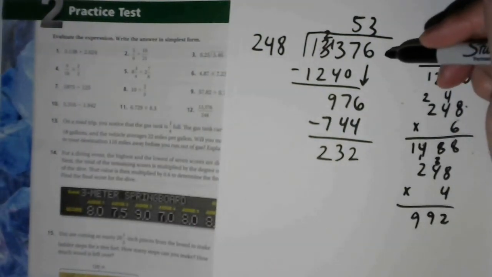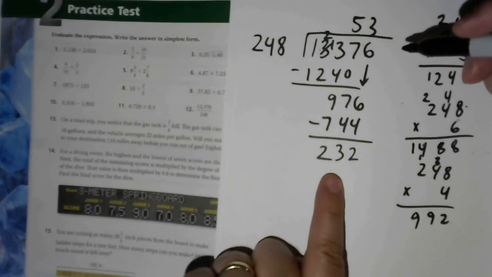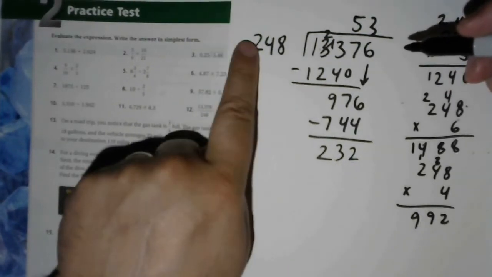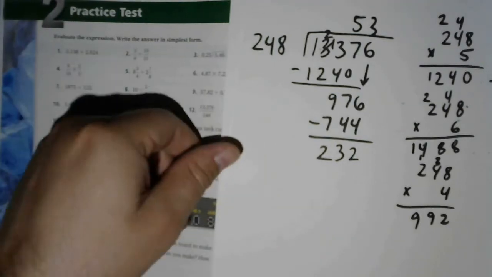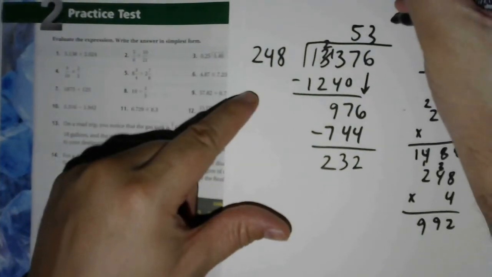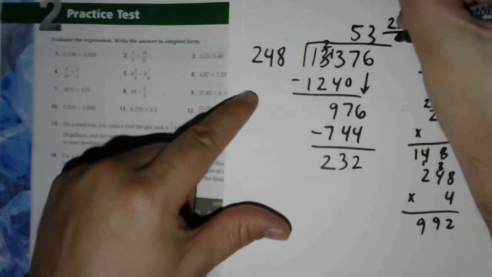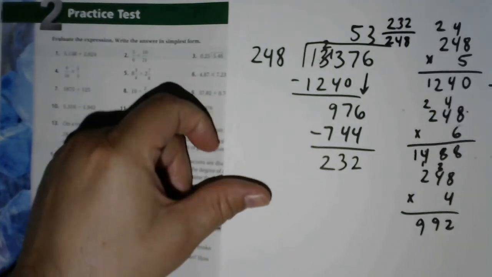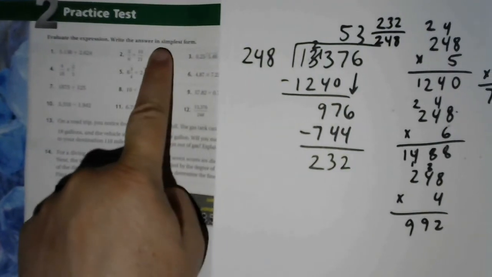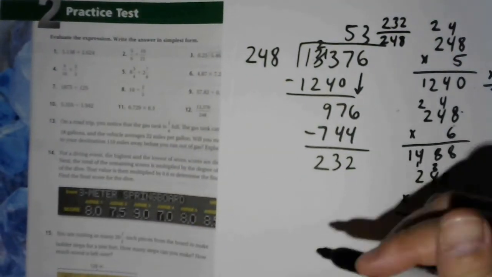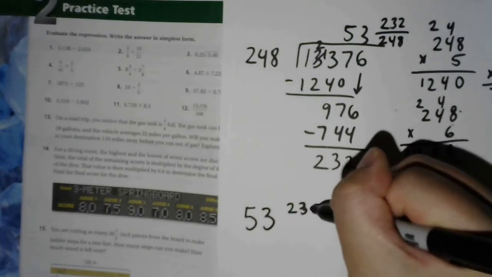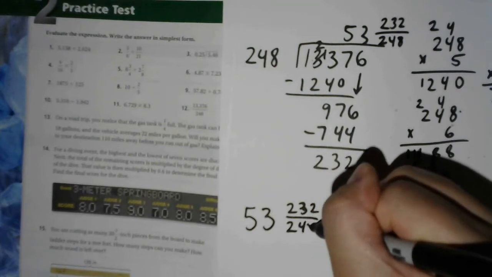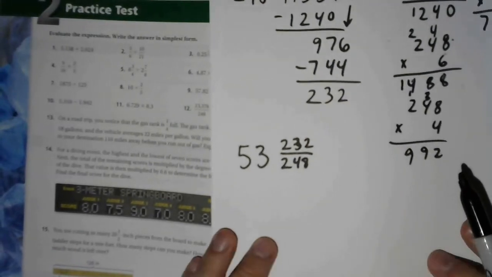But now, I can turn this into a fraction. 232 over 248. We could do that, right? We could write this out as a decimal, right? I'm going to choose the fraction form, though. So that's going to be 232 over 248. But we always want to write it in simplest form. In fact, it says it in the directions to write in simplest form. So I'm going to kind of bring this answer down here. 53 and 232 over 248. I want to think about this fraction for a moment.